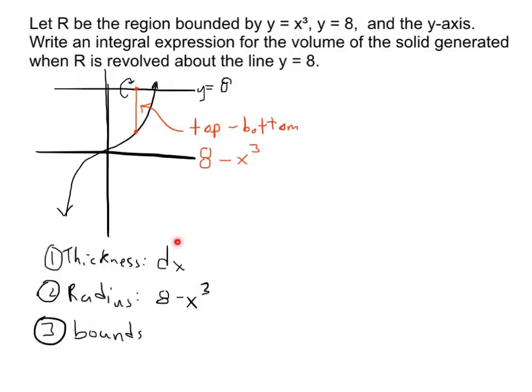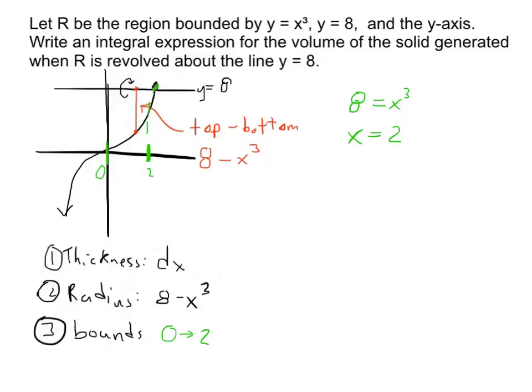Because this is in terms of x, I'm looking at the x-axis. I basically need to figure out where this starts and where it ends. Well, we can tell it starts here at 0. Where it ends over here depends on, if you follow it up, this point of intersection. So what we're looking at is where is this line equal to this function? Where is 8 equal to x cubed? Clearly the answer is x equals 2, so my bounds are going to be from 0 over to 2.